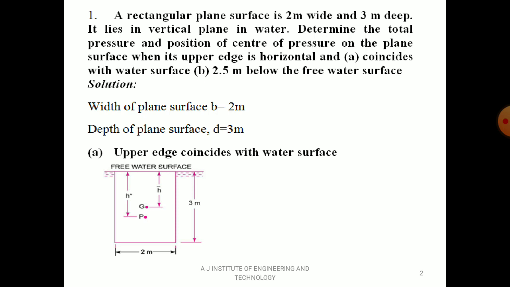Let's go for the first case, that is, upper edge coincides with water surface. Now draw a rectangle in such a way that the depth is equal to 3 meter and width equal to 2 meter, and the top edge coincides with the free water surface. The diagram looks like this. Mark points G and P. G is the centroid of the plane surface, and P is the center of pressure. The center of pressure is at a distance of H star from the free water surface, and the centroid is at a distance of H bar from the free water surface. So let's go for the solution.